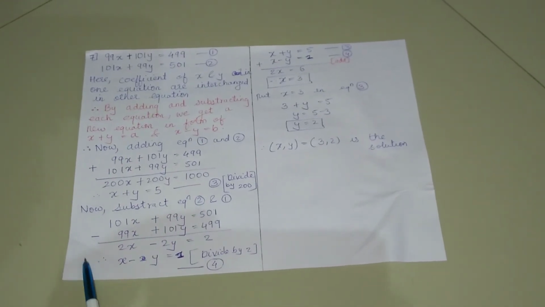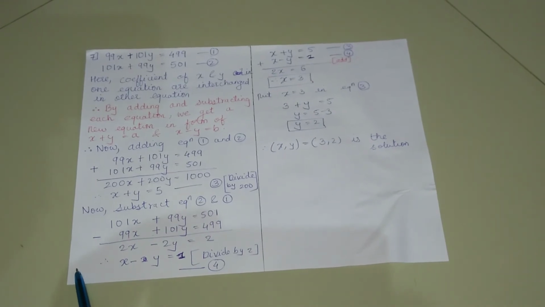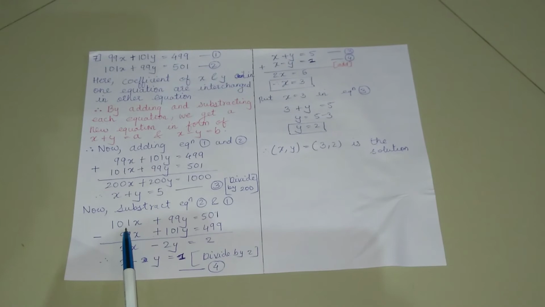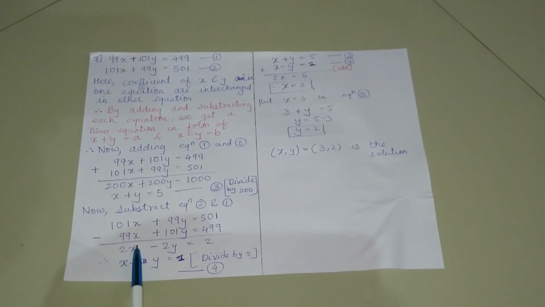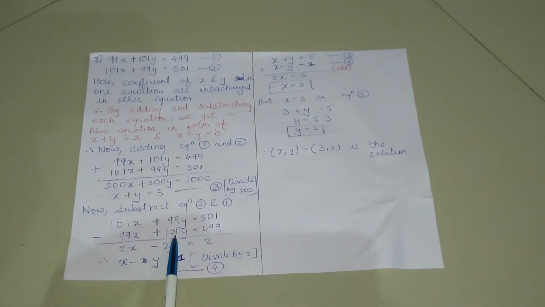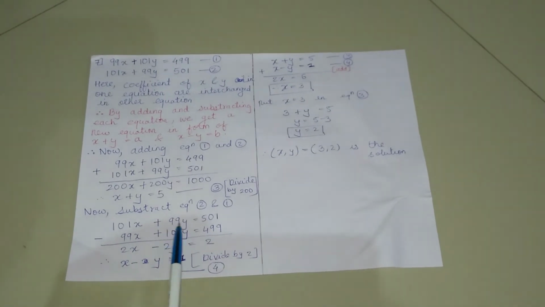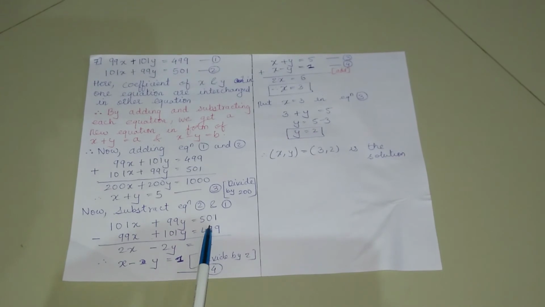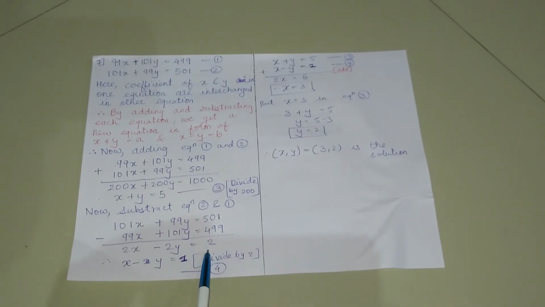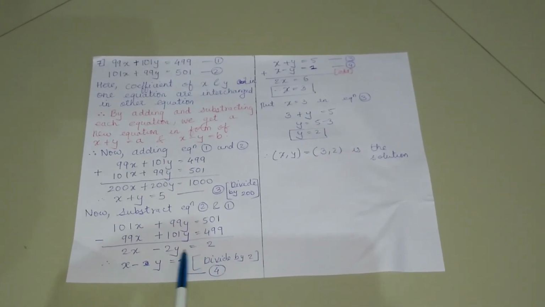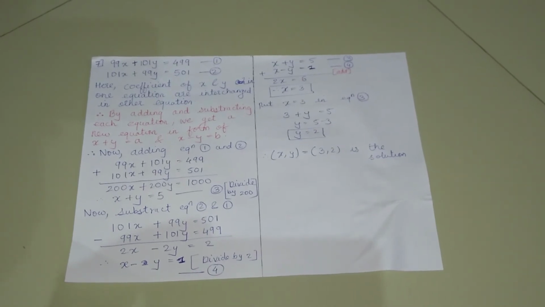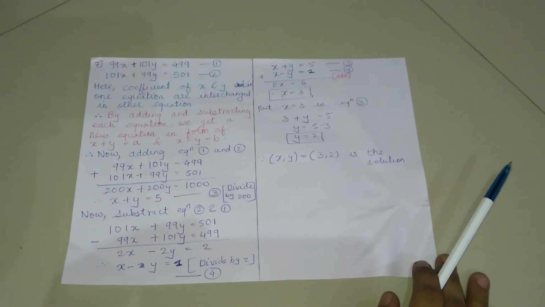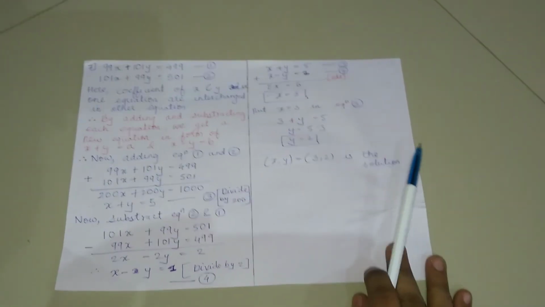Now we will subtract equation 1 from equation 2. So 101 minus 99 is 2x, and 99 minus 101 is minus 2y, because this is the smaller one and this is the greater one. So 2x - 2y = 501 - 499 = 2. Dividing this equation by 2, we get x - y = 1. So we have two equations, equation number 3 and equation number 4.